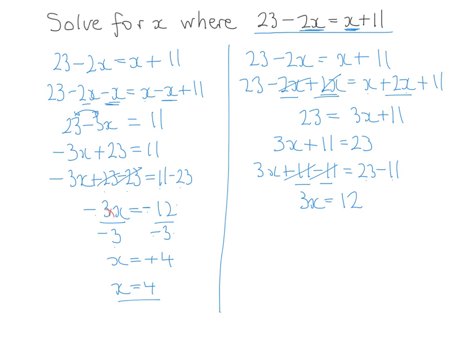Okay, now between the 3 and the x is a times. Now the opposite of a times is a divide. So if I divide both sides by 3, the times by 3 and the divide by 3 will cancel out and x is left over. And 12 divided by 3 is 4. So you can see, no matter which way we've done it, we get 4 as the answer. So I think that must be the solution.